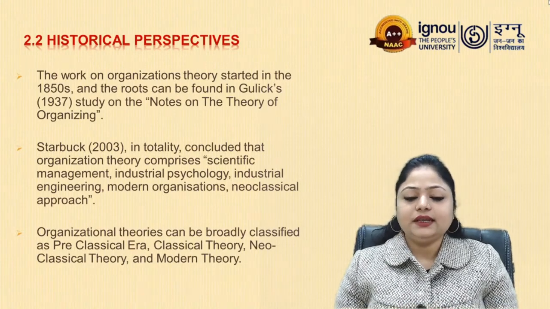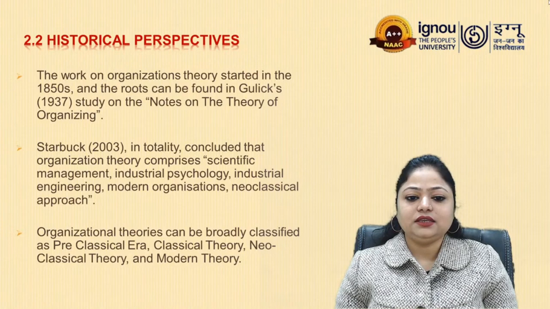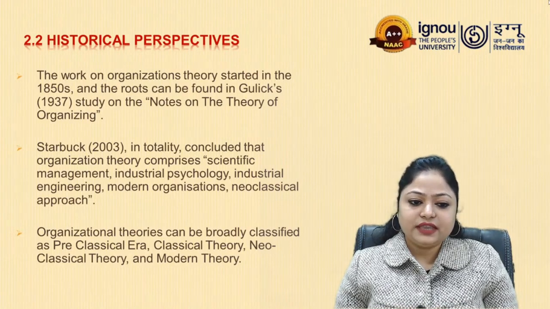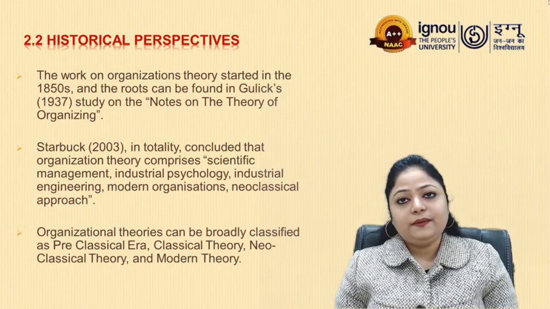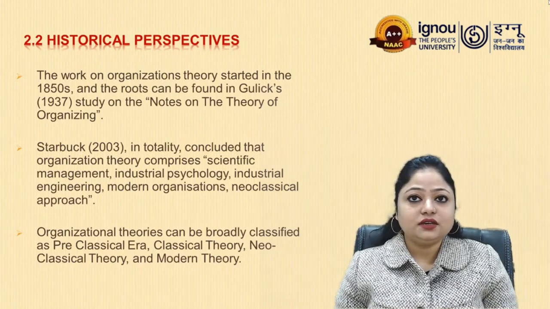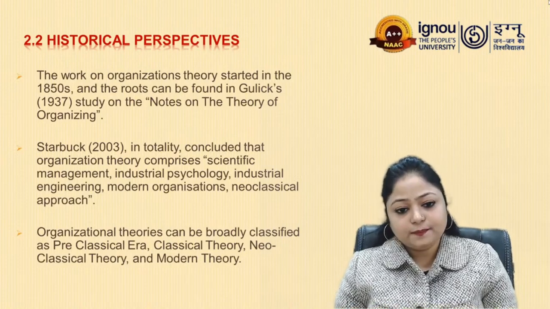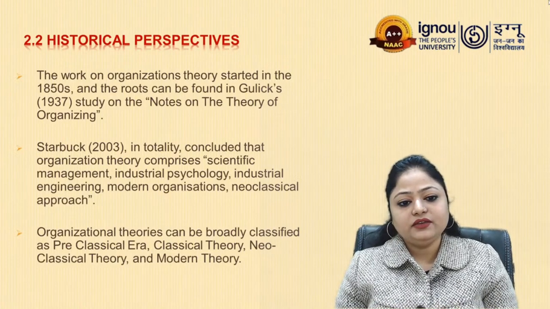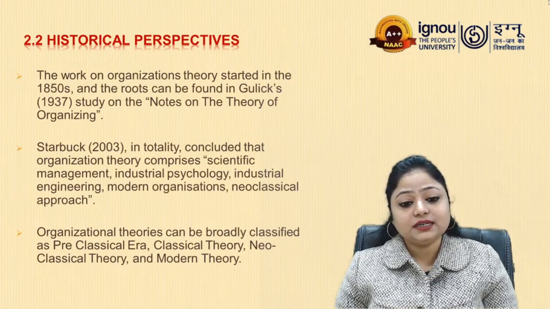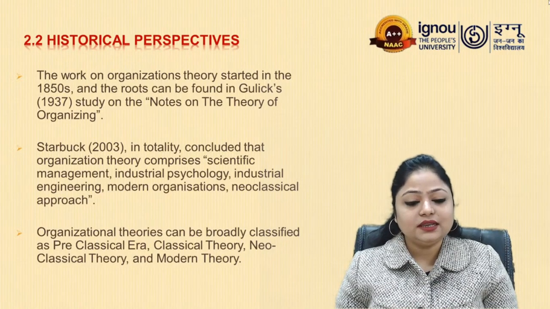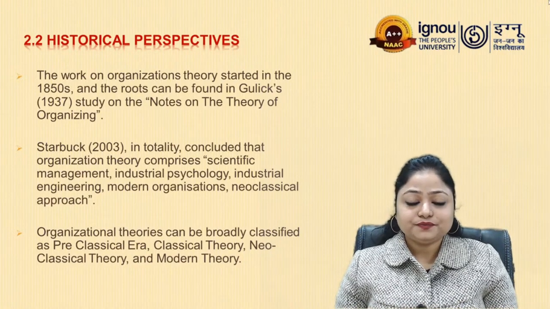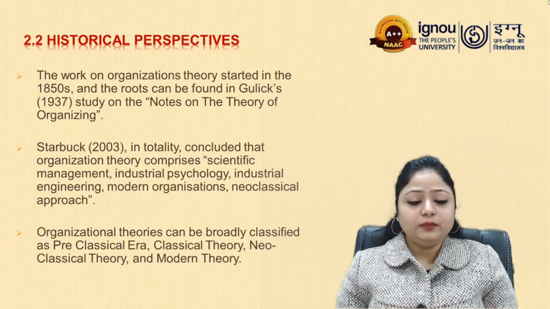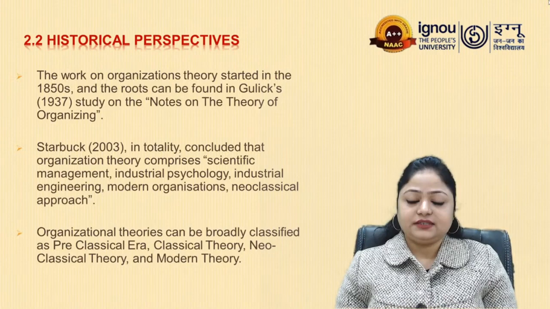So basically we are here discussing the two or three broad classifications of the entire development of organization. In another way, you can also study it as pre-industrial revolution era, then industrial revolution era, then post industrial revolution era. Here we are viewing it as pre-classical era, classical theory, neoclassical theory, and modern theory. We will view the dominant theories being published or advised during these phases.